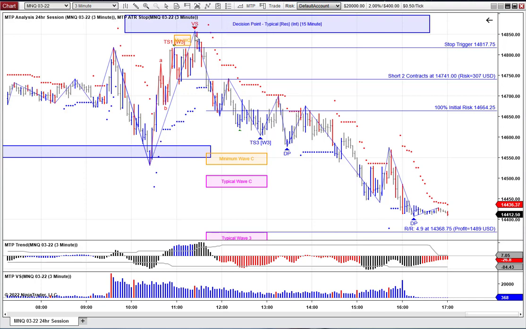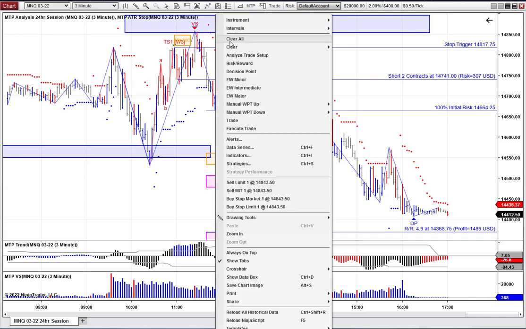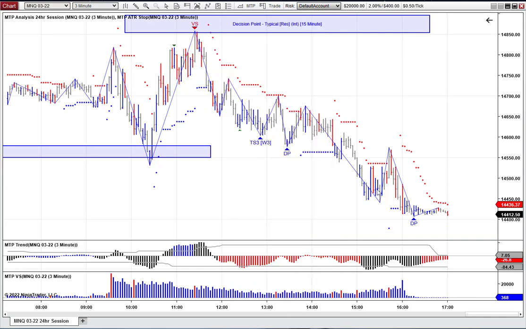Therefore, the large degree trend was up. Our MTP trend was also blue at the time. But can you see how it was going up? So therefore, you wouldn't be considering that sell. If I clear everything off, as the market is declining here, you wouldn't be considering these potential buys, because again, the market is coming down off this resistance zone.